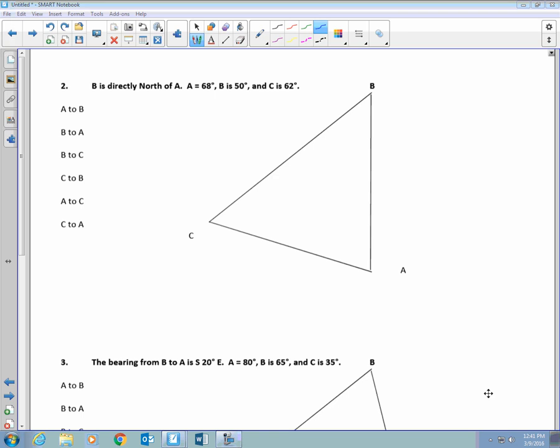This says that B sits directly north of A. A is 68 degrees. B is 50 degrees. C is 62 degrees. I'm going to make that little grid.